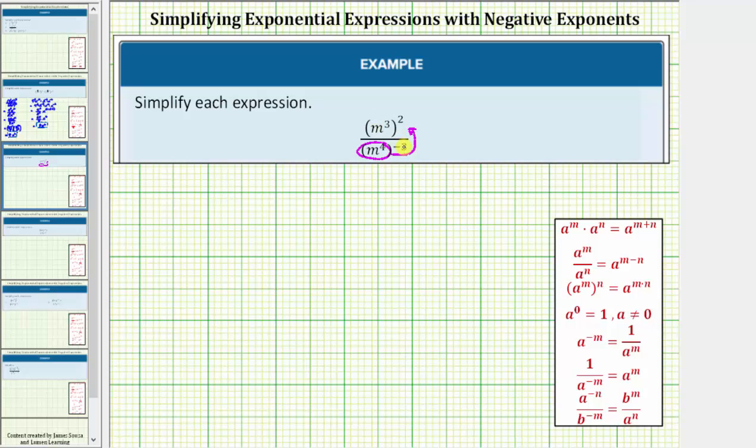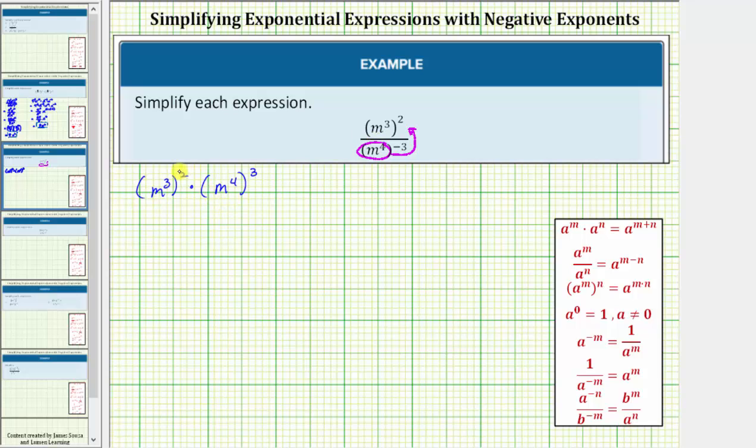So the given expression is equivalent to m cubed raised to the second power times the base of m to the fourth raised to the power of +3. So when the base of m to the fourth is moved up to the numerator, the exponent changes from -3 to +3, and now we have a product.